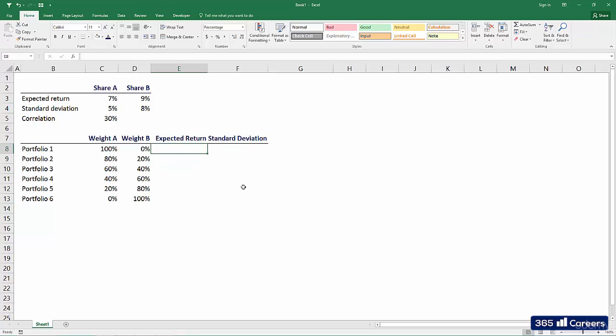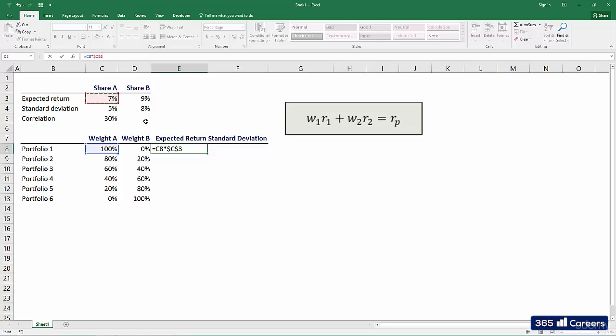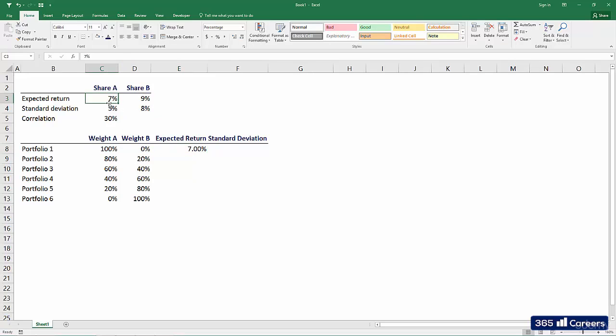Okay, excellent. Let's calculate the expected return and standard deviation of these portfolios. Expected return is easy, isn't it? We only have to multiply the respective portfolio weights by the expected returns of the two securities. And this gives us the expected return of portfolio 1. It is equal to the expected return of security A, given that portfolio 1 is entirely made of security A. Good. I can copy downwards and obtain the expected returns of the other 5 portfolios.